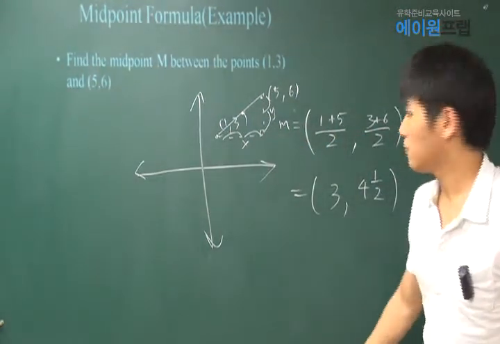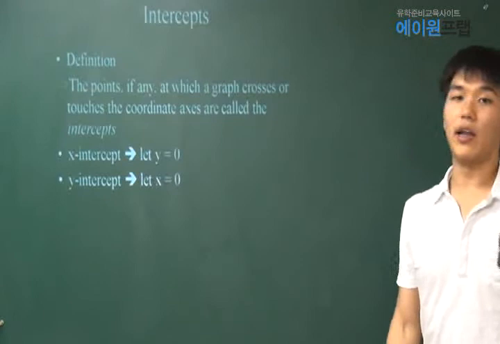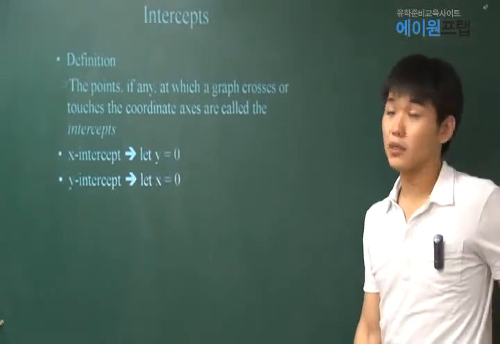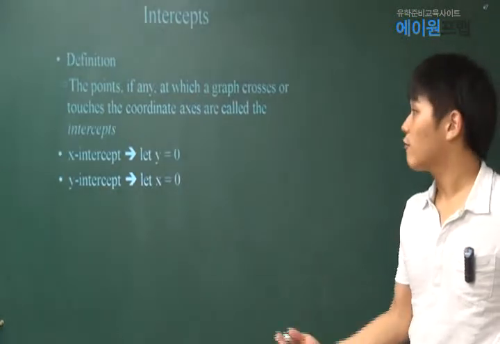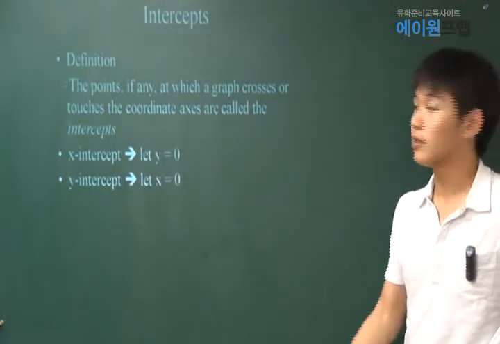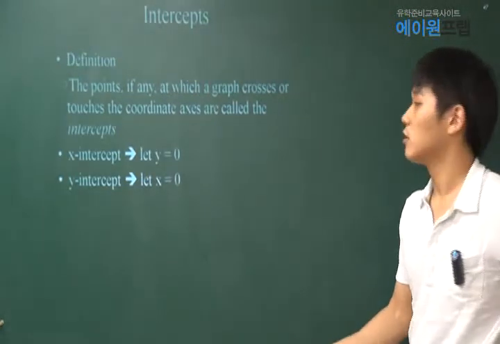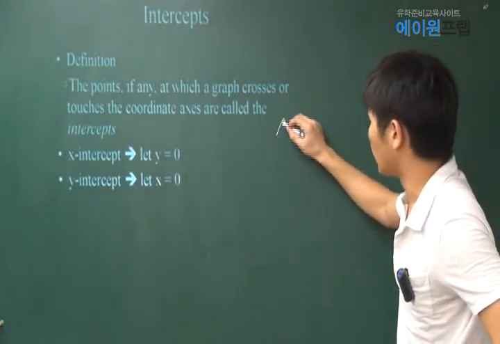So let me move on to intercepts. Now intercepts, let me start by defining it. The points, if any, at which a graph crosses or touches the coordinate axis are called intercepts. So let me show you on the graph what intercepts are.